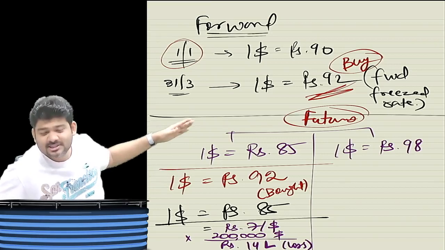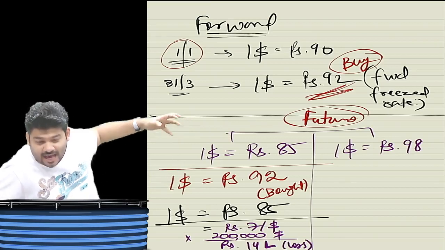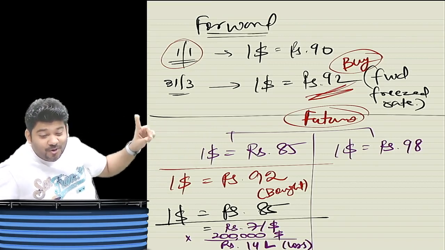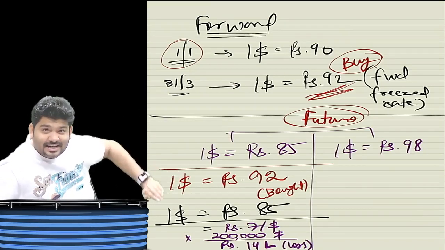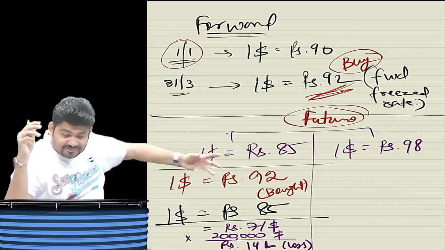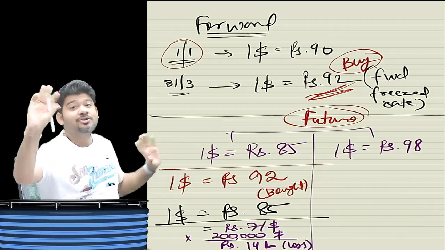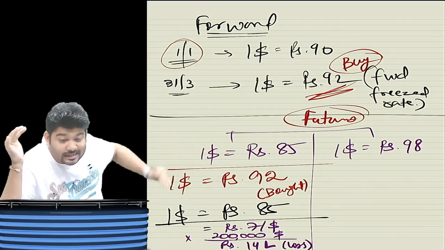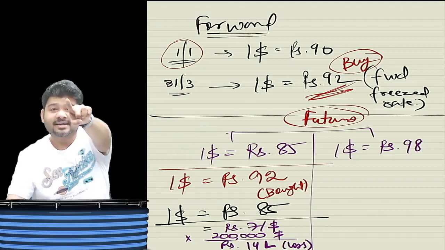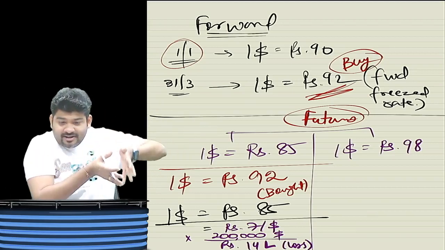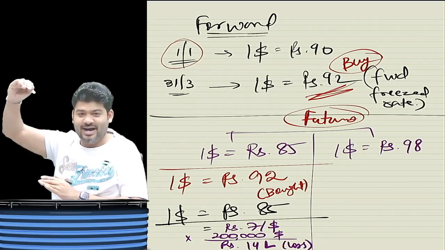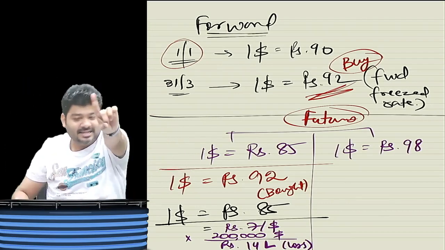Now, this is what futures does. Are you now taking the delivery of that dollar? No, you are just internally settling it. Are you taking the physical delivery of this dollar? No, you are internally settling it. This is what a futures contract does. Do you take the actual delivery in forward? Yes. Do you take it in futures? No, sir. We will do the internal settlement.